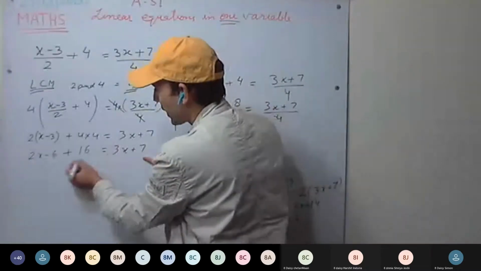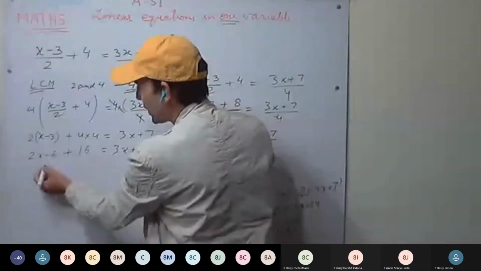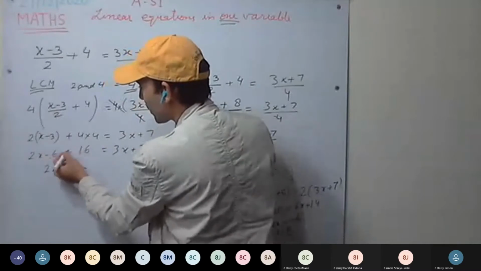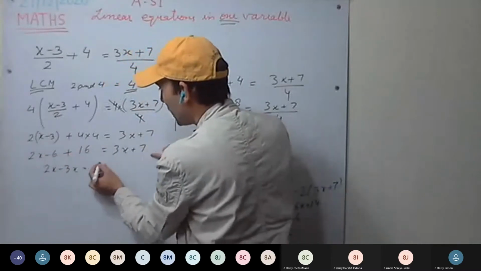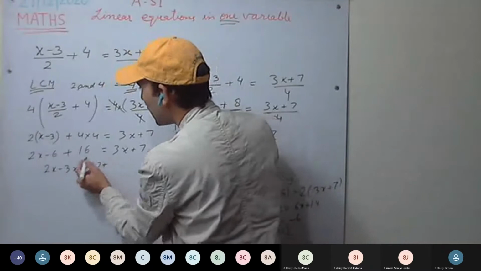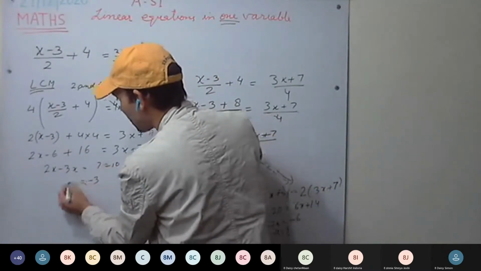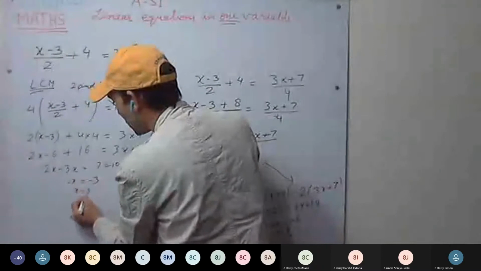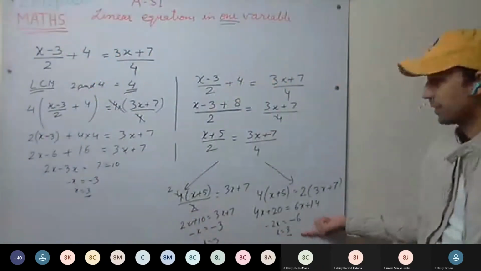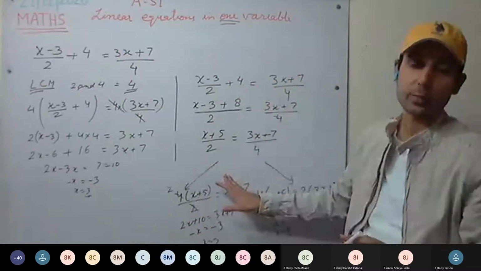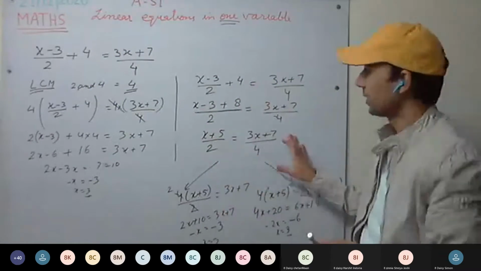Similarly here x equal to 3 we will be getting, taking 3x on that side, 2x minus 3x. Here it is plus 10. So 7 minus 10, minus 3, minus x. X equal to 3. Same answer we are getting. Okay. It depends how you solve. That's up to you. You can use any way.